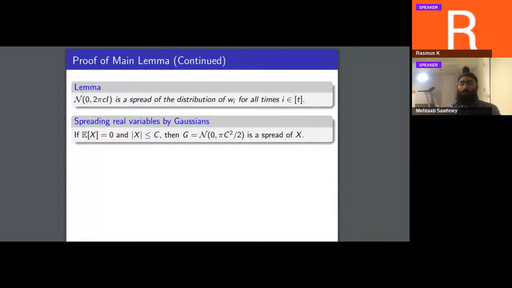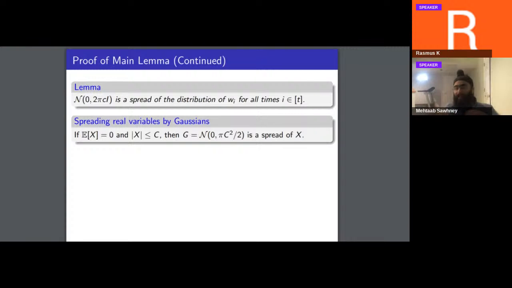So now we want to use the fact that if you have a mean zero random variable which is bounded by an absolute constant, then it's spread by some appropriate Gaussian. And I should briefly comment on why you get this Gaussian of variance c squared. The reason is if you have a random variable of mean zero bounded in minus c to c, its variance can be as high as order c squared. The easiest example to see this is you just take probability half of being minus c and probability half of being c. So this gives you a variance of order c squared.